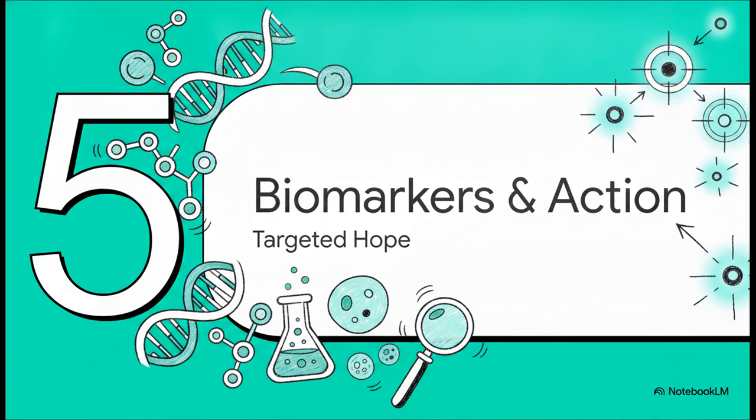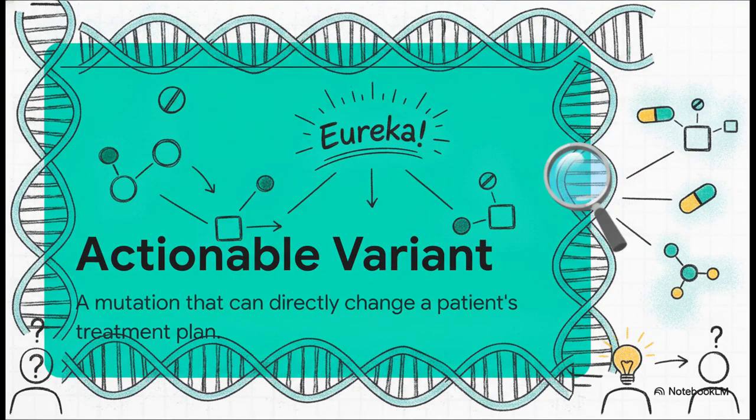Section 5. Biomarkers and Clinical Action. Targeted Hope. This right here is the most impactful part of the entire report. Ultimately, what we're hunting for is an actionable variant. By definition, this is a specific mutation that can directly change a patient's treatment plan. This is the big eureka moment in a report.